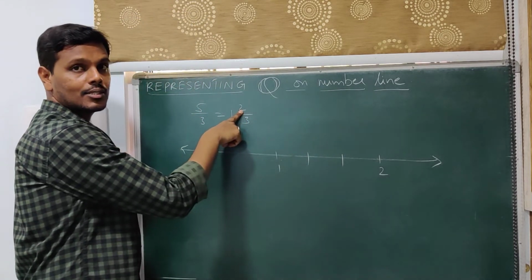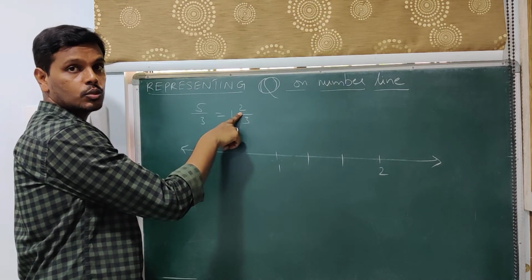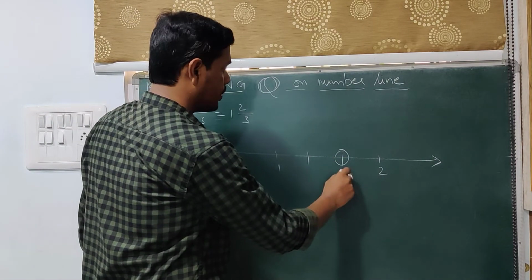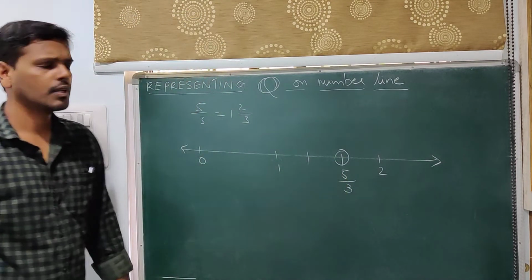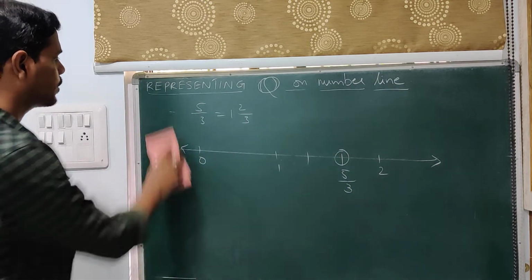And this numerator tells you how many parts are to be considered. So here the numerator is 2, therefore consider 2 parts. This is 1, this is 2. So this is 5 by 3. If it is a negative number, you will consider it on the left hand side, same case. Or we go with one negative number.